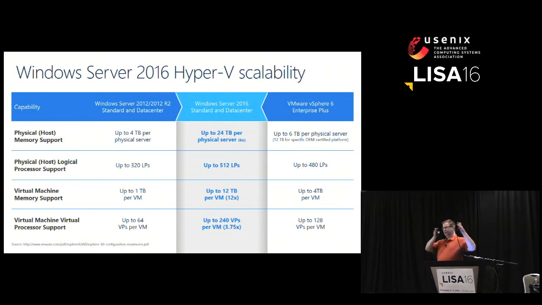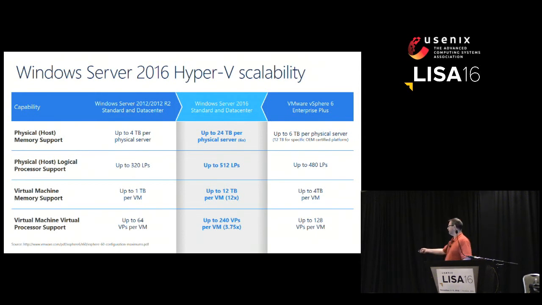Listen to that. Windows Server 2016 will support 24 terabytes of RAM. It's crazy. 24 terabytes of RAM. Anybody got a 24 terabyte disk? Right. Nobody's got a 24 terabyte disk. Do you even have a 24 terabyte SAN? Yeah, many of you do. But this, you can have that in RAM.